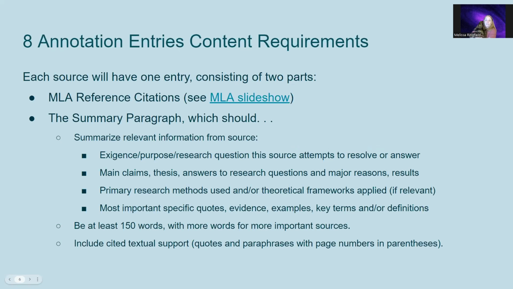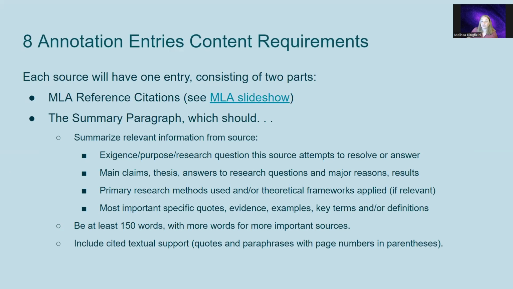Each source will have one entry consisting of 2 parts. First, an MLA reference citation. I have a slideshow available with directions for how to cite sources in MLA. Then, the citation will be followed by the summary paragraph, which will include relevant information from each source, such as the exigence, purpose, or research question, main claim, thesis, answers to research question, plus major reasons or results, primary research methods used and/or theoretical frameworks applied if relevant, and most important, specific quotes, evidence, examples, key terms, and/or definitions that you expect to use in your literature review.